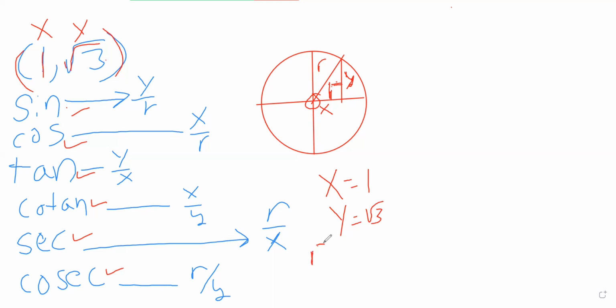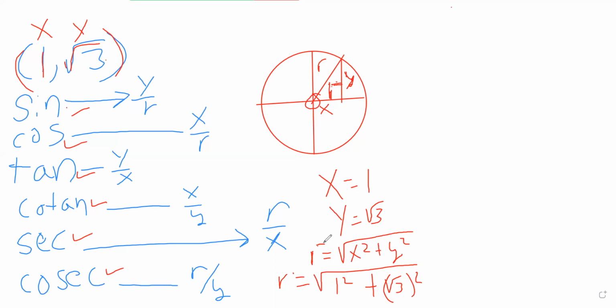To find r, we go r equals the square root of x squared plus y squared. This is the formula, really the Pythagorean theorem. Once you use that, we can just plug in the values for x and y. So r equals root of 1 squared plus root 3 squared. We're basically just plugging it in.